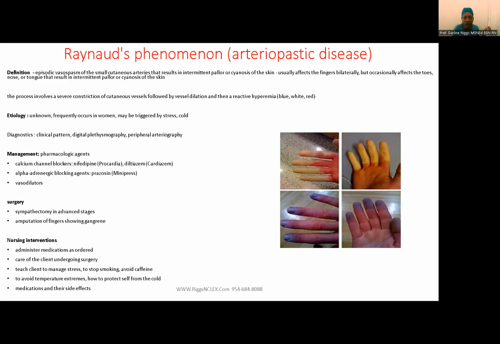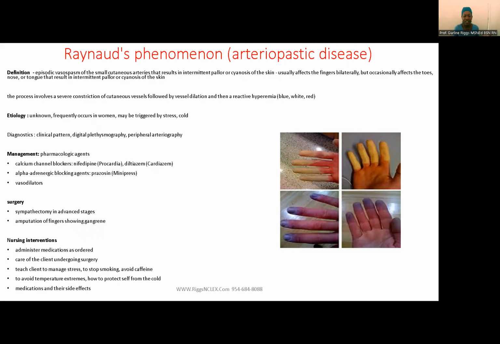Okay? Episodic vasospasm of small cutaneous arteries that results in intermittent paleness, blueness, right? Pallor and cyanosis of the skin. They're usually in the extremities, fingers and toes, but it could be their nose, their ears. So there's a whole in and out with the flowing of blood. So their fingers look like that, red and blue kind of madness going on. Now, the cause of this is extreme temperatures. More in women than men, right? So triggers like stress and cold, extreme temperatures. So if we know the cause, we can get the client out of that condition.